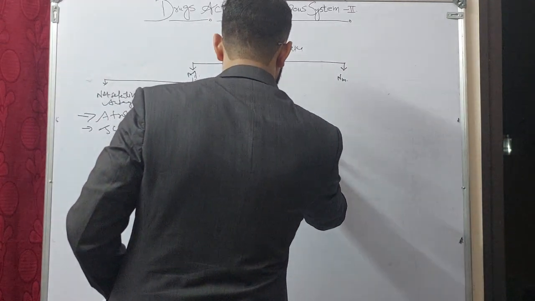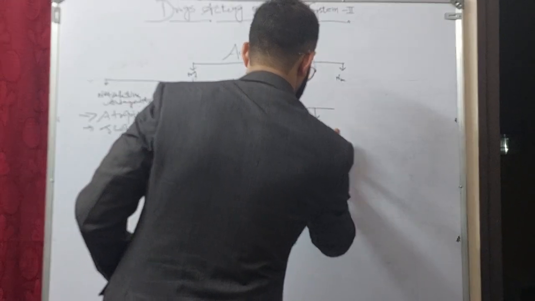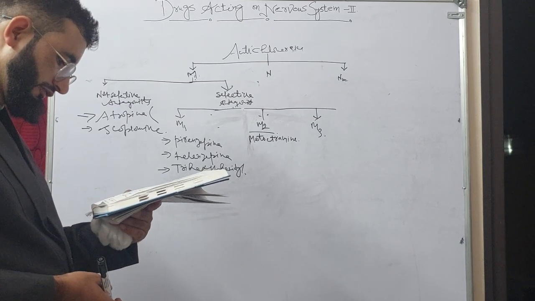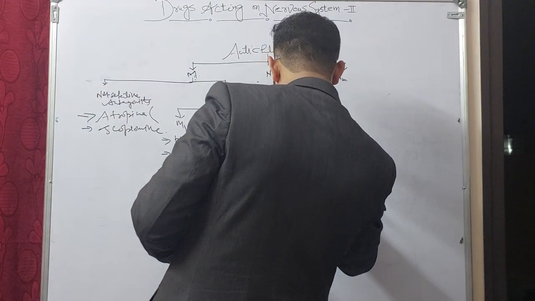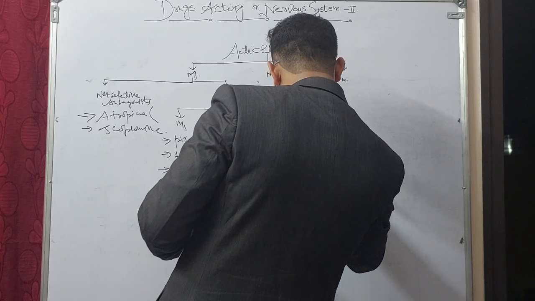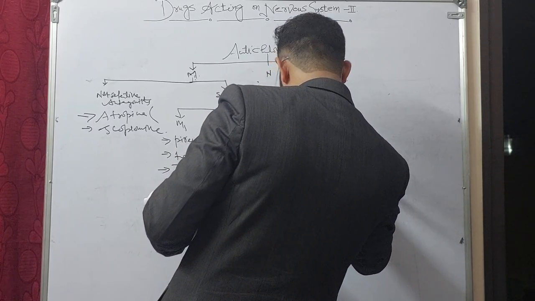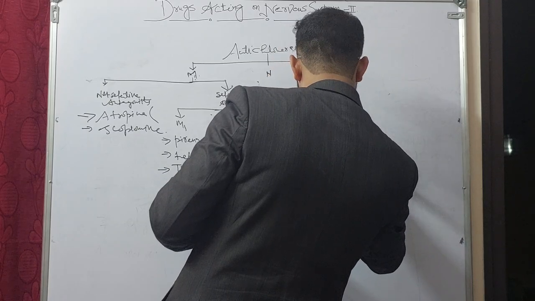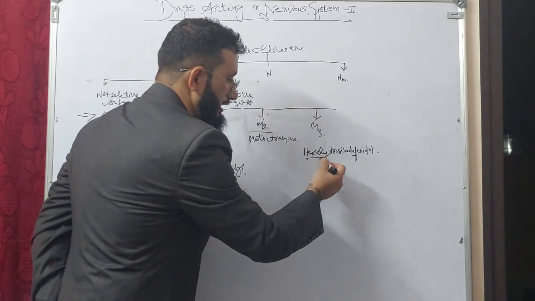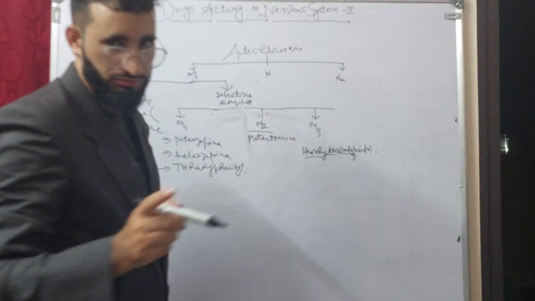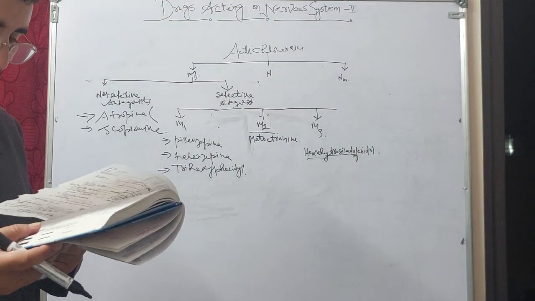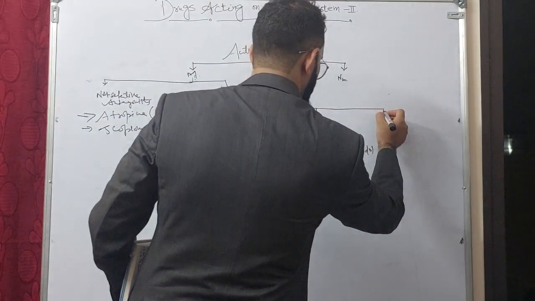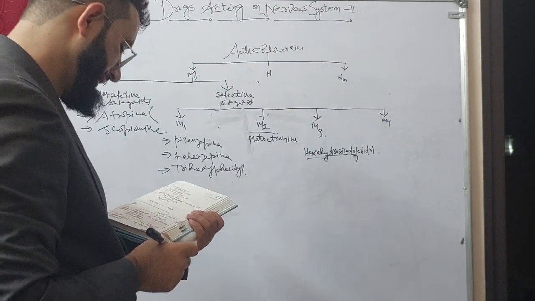Then M3. Here I will write M3. For M3 we have a very complex name, hexahydro-sila-difenidol, which is the M3 selective antagonist. Then for M4 we have himbacine.